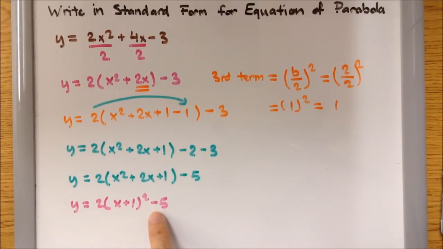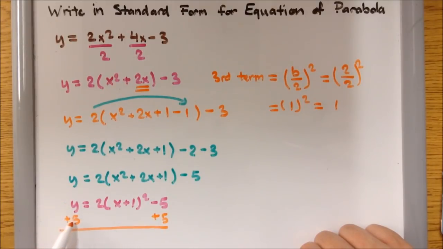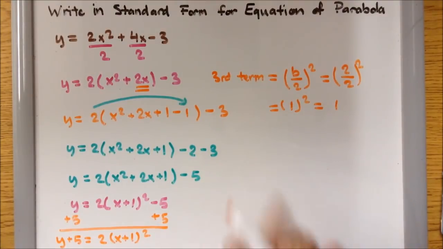Next, I'm going to try to get (x plus 1) squared by itself, so I'm going to cancel out this 5. I'm going to add 5 to both sides. So y plus 5, well, that's just simply going to be y plus 5, because they're different terms, equal to 2 times (x plus 1) squared. Alright, I'm going to write it up here for more space.